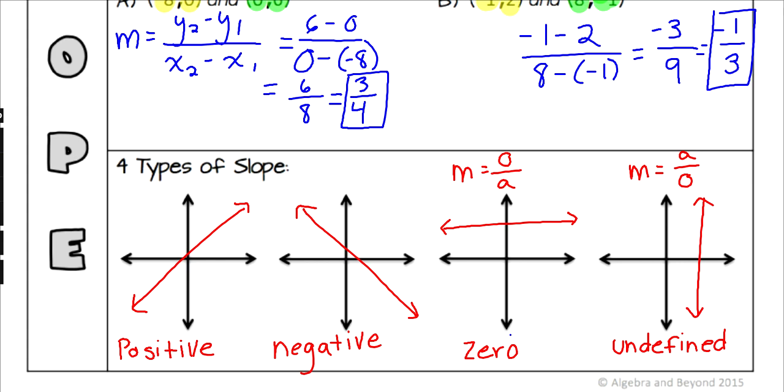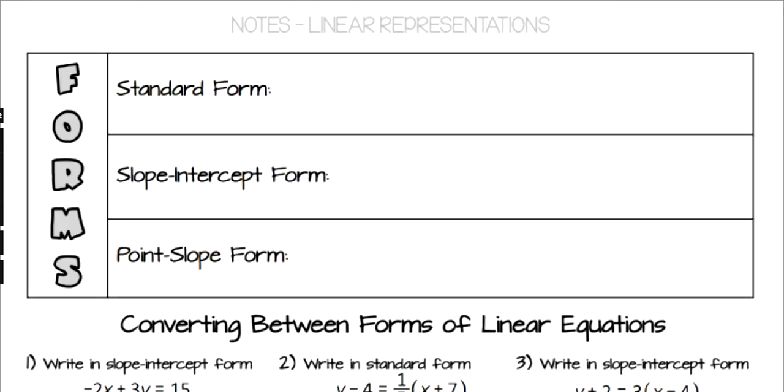So those are the 4 types of slope we may come across in our variety of ways of finding slope up above. So we're going to use that information to now talk about writing linear equations in a variety of forms. Let's take a look here at the different types of linear equations that you can write.